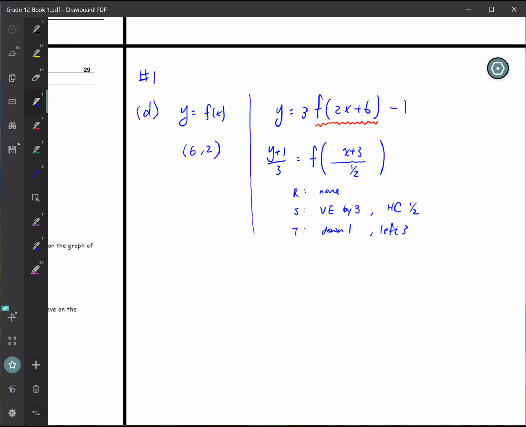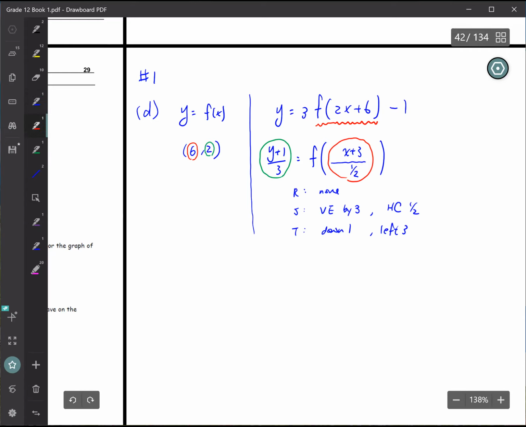So if you want to change the x, I'll use the red, then you look at the x part. If you want to change the y, then you look at the y part. Very straightforward. So let's start with the x. You have to go in the order of RST. Since there's no R, you skip that, so you go to S. So S, we have horizontal. Horizontal, that's the compression. So underneath the x, you have 1/2.